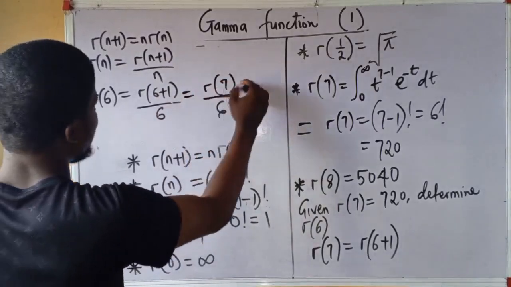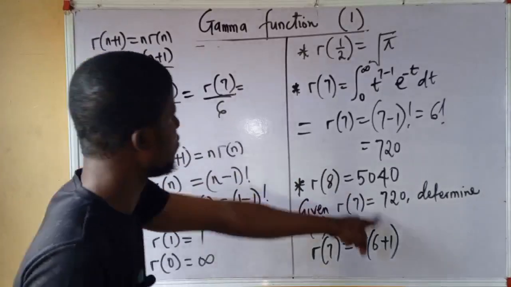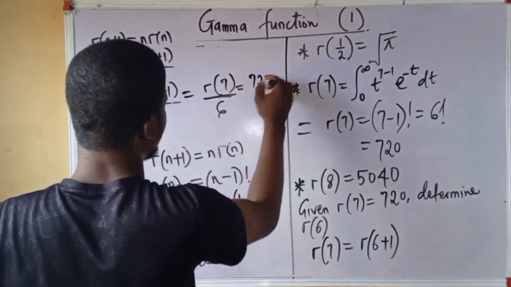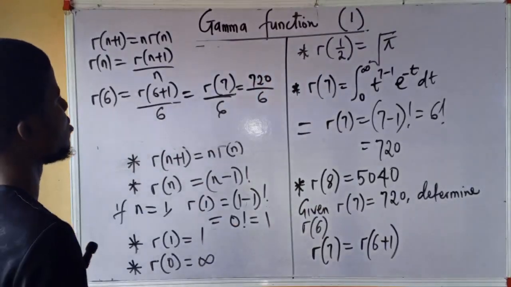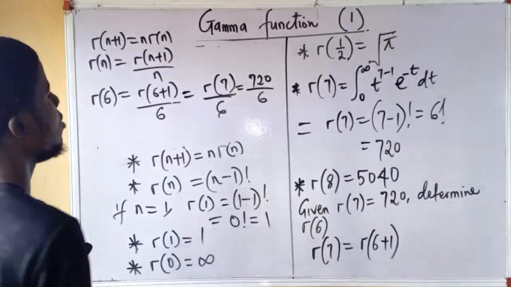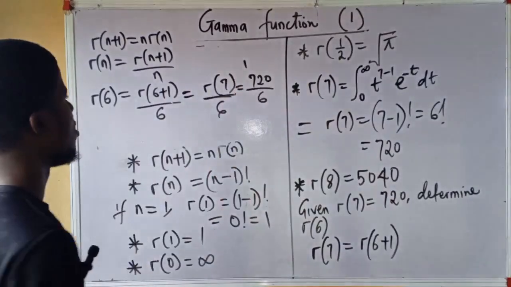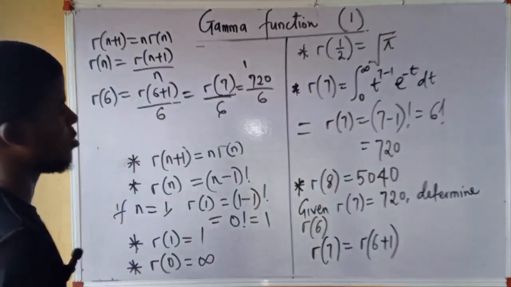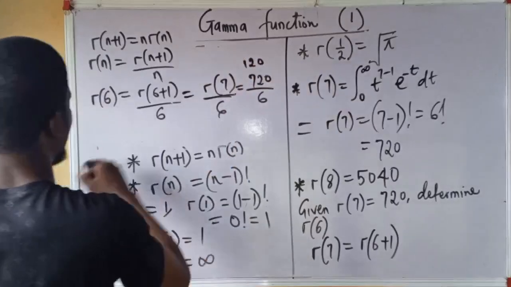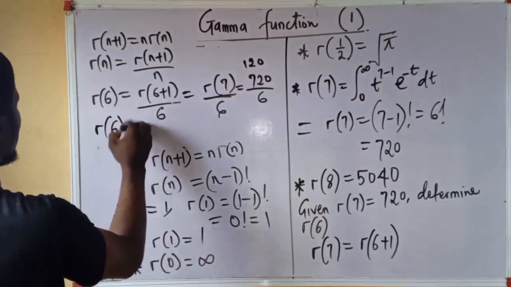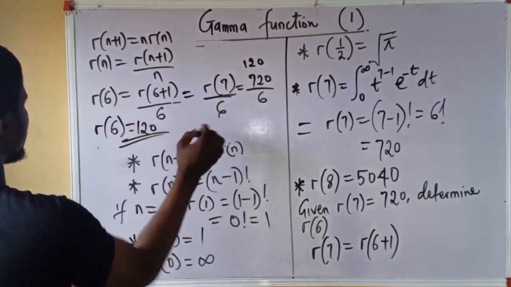That means we just divide 720 by 6, and I will get gamma of 6. Let's divide. 6 into 7 is 1, remaining 1. 6 into 12 is 2. So the answer is 120. So gamma of 6 is actually 120.